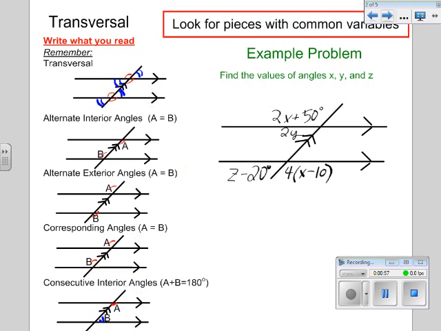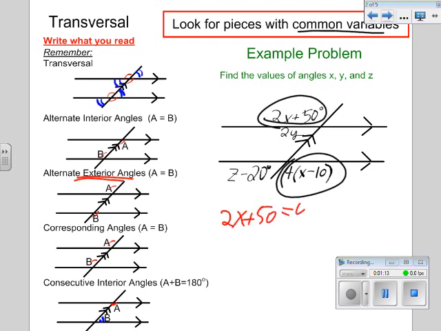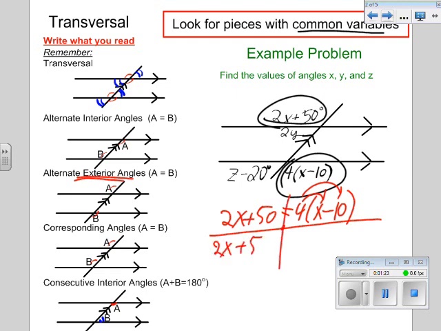So in general, the first thing you want to do is look for pieces that have a common variable when you have a transversal. If you notice, those two both have x's, and they're alternate exterior angles of each other, so that means they're equal to each other. 2x plus 50 would be equal to 4 parentheses x minus 10. So you'll go ahead and distribute and balance. So 2x plus 50 equals 4x plus negative 40.